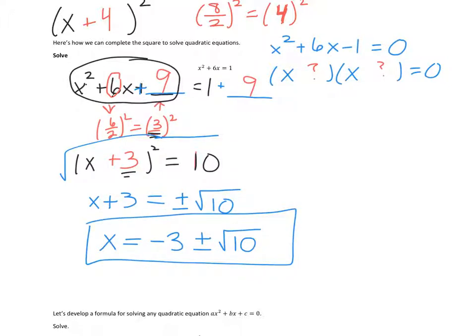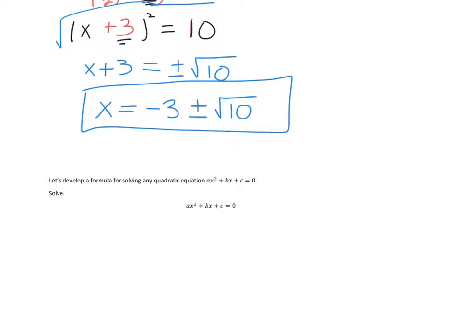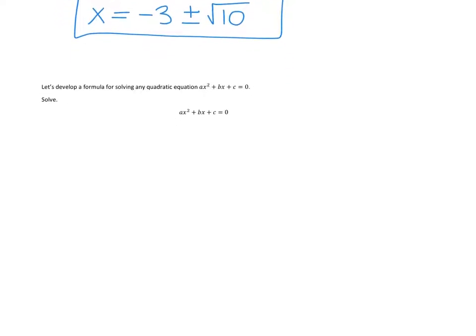Okay, so let's look at this example then. And actually this example is developing our quadratic formula. So we're going to be solving any quadratic equation, ax squared plus bx plus c, equals 0. So we're finding values of x that make this true.